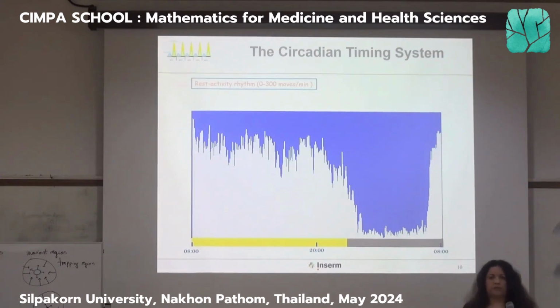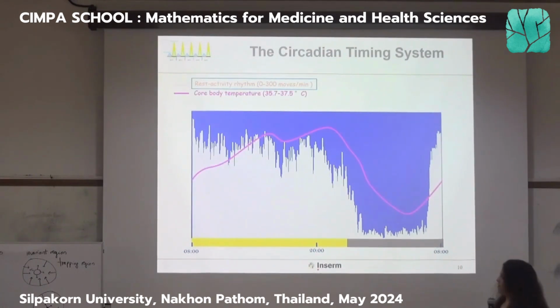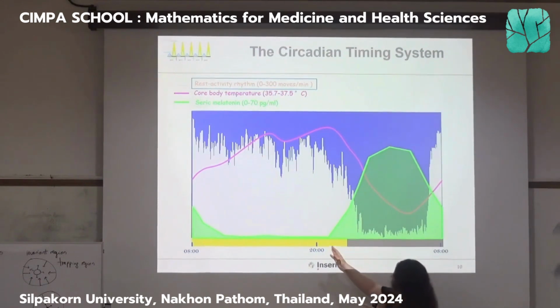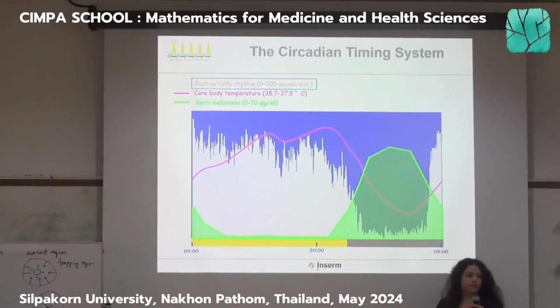In the body, actually, it's not just the activity. If you measure, for instance, the temperature, you can see that the temperature also follows the rest activity rhythm. And it's not just the temperature. Maybe you have heard about the melatonin. So the melatonin is sometimes called the sleep hormone because it's the hormone that actually peaks when you go to bed. And maybe some of you actually take some melatonin just before going to bed to help falling asleep. And you can also take this when you have jet lag to help recover from the jet lag.